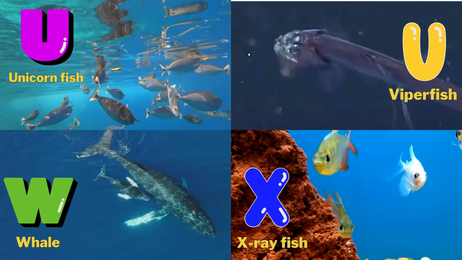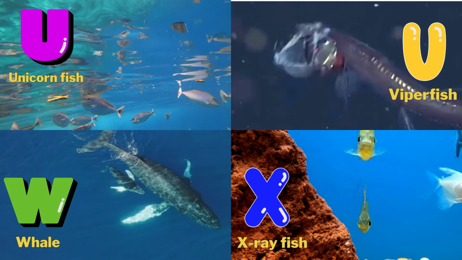Y is for yellow box fish. Yellow box fish. Z is for zebra moray. Zebra moray.